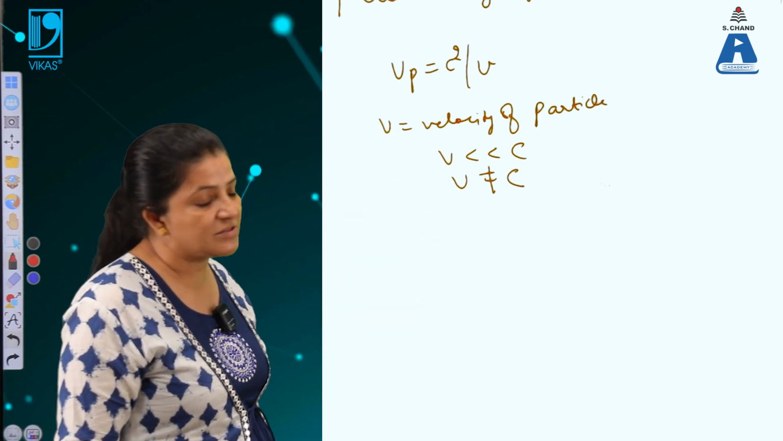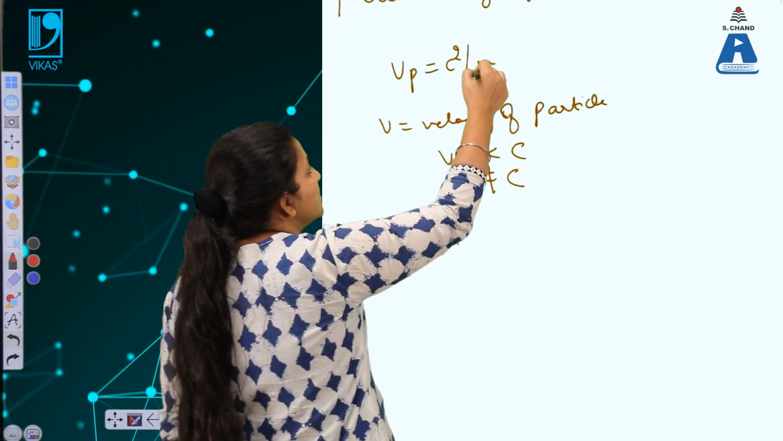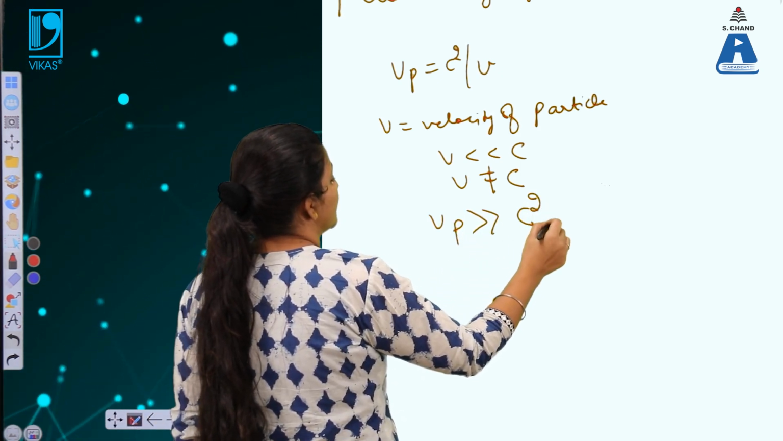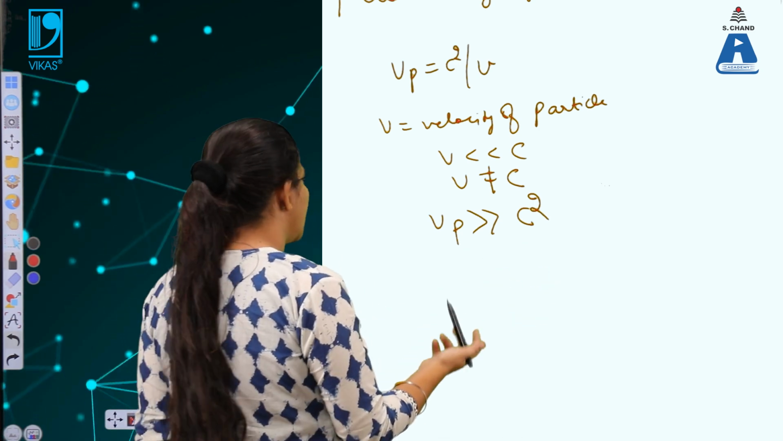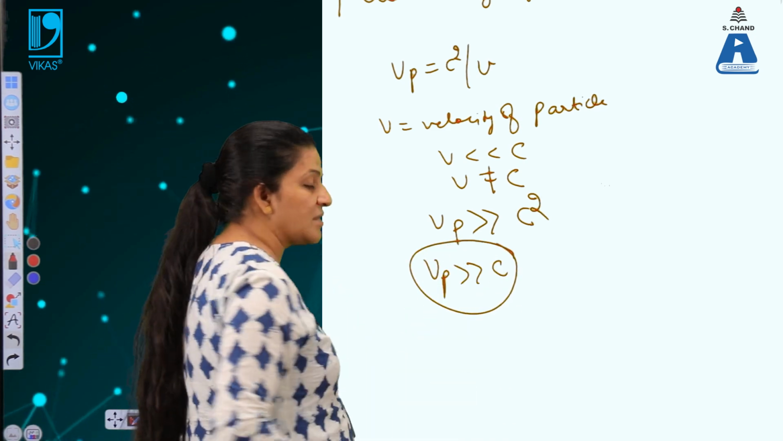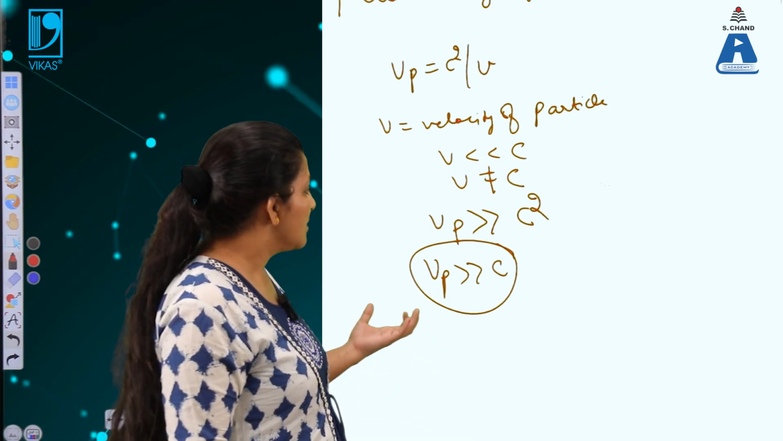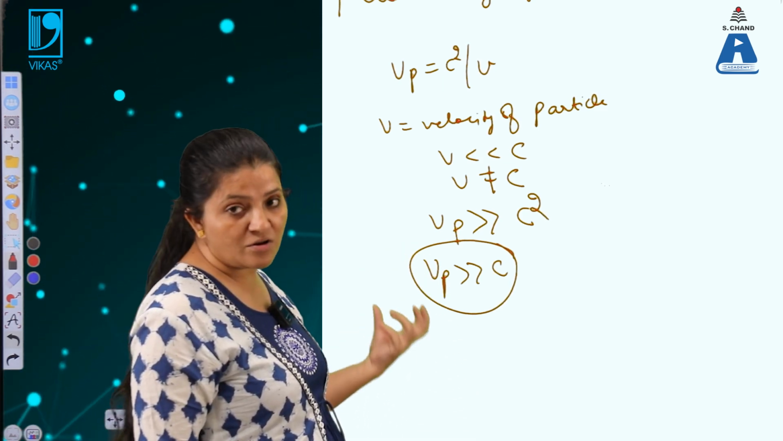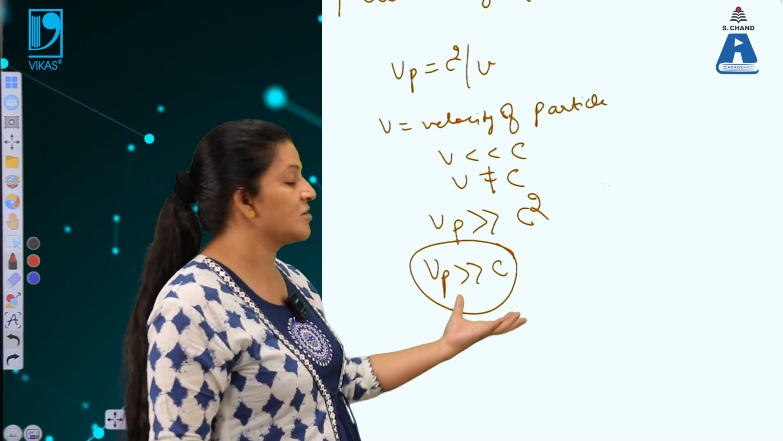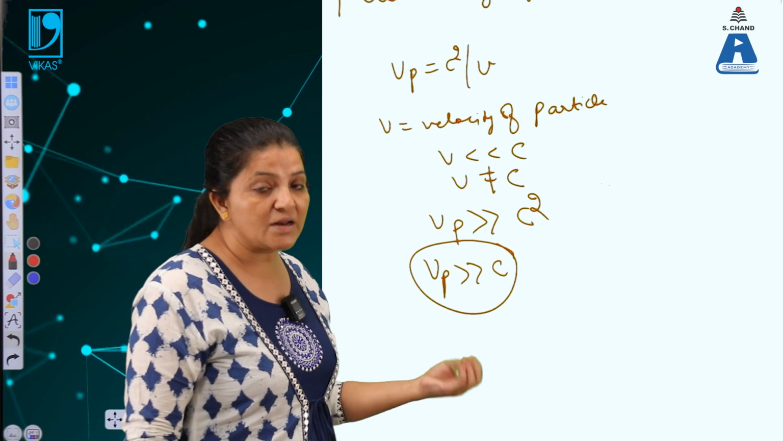Now if v is very much less than c, then the phase velocity is very much greater than c. What is c here? That is the velocity of light. So is it possible? That can never be possible. That means the particle is moving with a smaller velocity, and the wave associated with the particle moves with a velocity which is higher than the velocity of light. That is not possible. That can never happen.